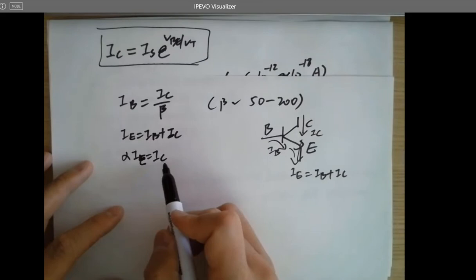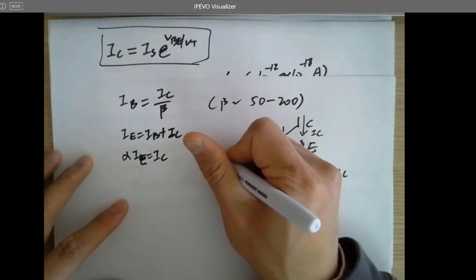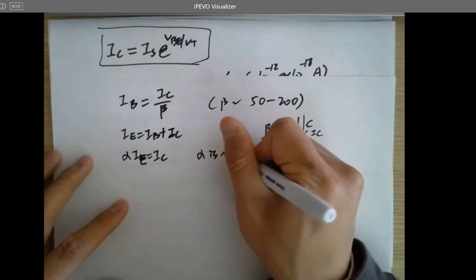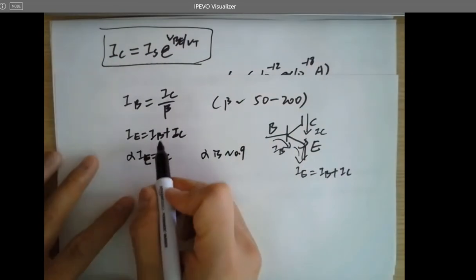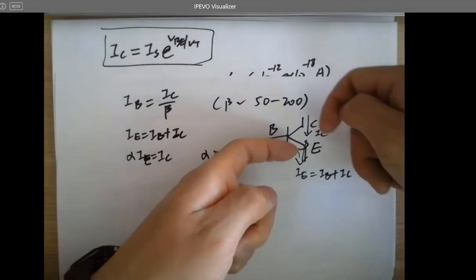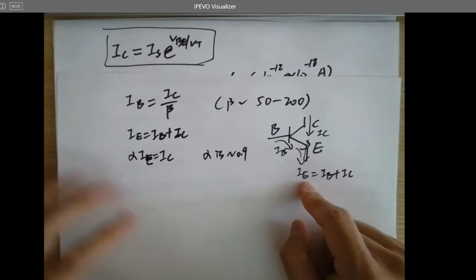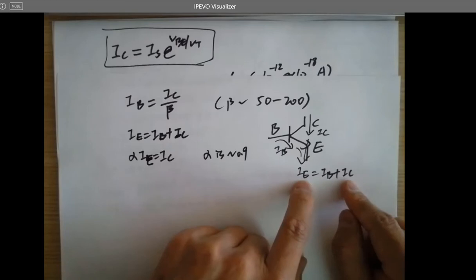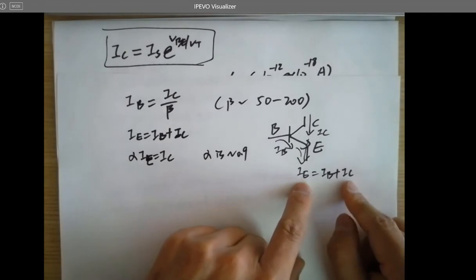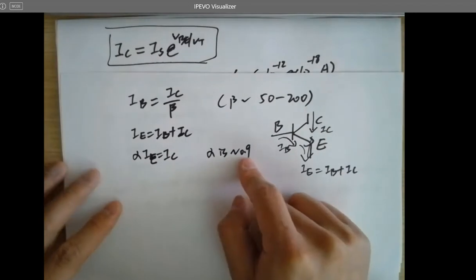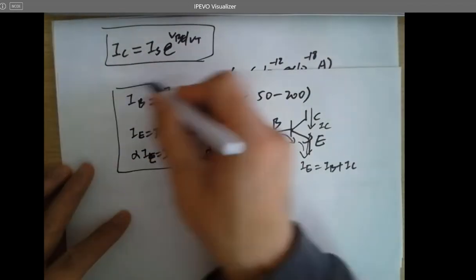Alpha is smaller than 1 because IE is larger than IC. The typical value for alpha is normally like 0.9, because IB is tiny. So I have a little tiny IB, and IB is being amplified, and you get IC, and merged, you get IE. So IE equals a tiny IB plus a huge IC, and IC and IE are close to each other, because 0.9 times IE will be IC if alpha is 0.9. Important.